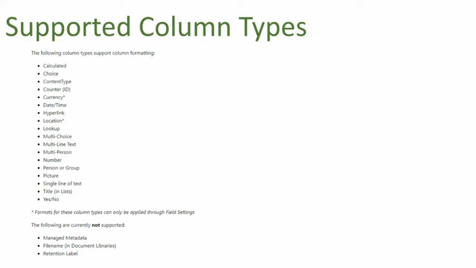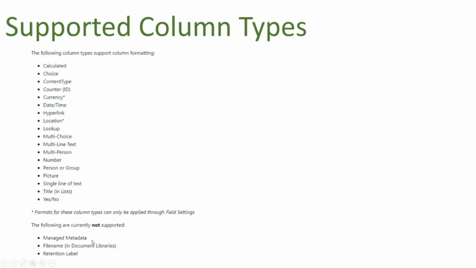Now coming to supported column types. Okay, so this is just a note, wherein most of the columns are supported on which we can apply the column formatting. But there are three on which formatting is not supported right now, which are the managed metadata column, the file name column in the document library, and the retention label.